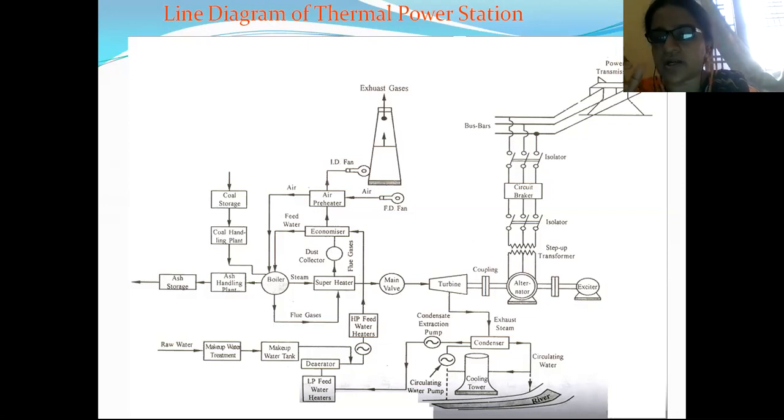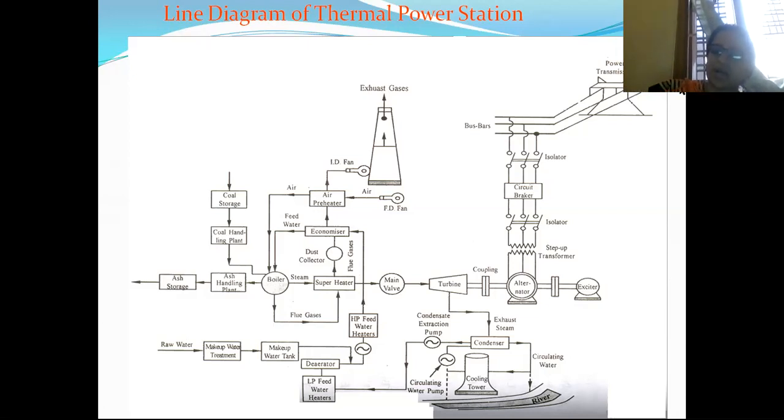This mechanical output of the turbine is given to the alternator. Alternator is a device which converts, or alternator is the other name for AC generator. As per the definition of an AC generator, it converts mechanical energy into electrical energy. Means, for an alternator to operate, we require a mechanical input. This mechanical input is being provided by the turbine, and this alternator converts mechanical energy into electrical energy.